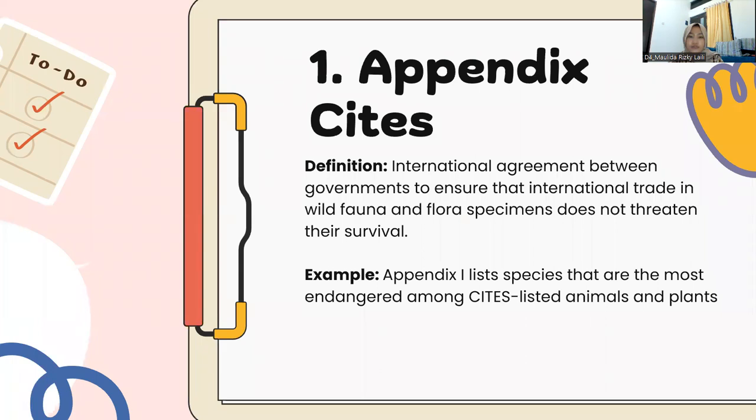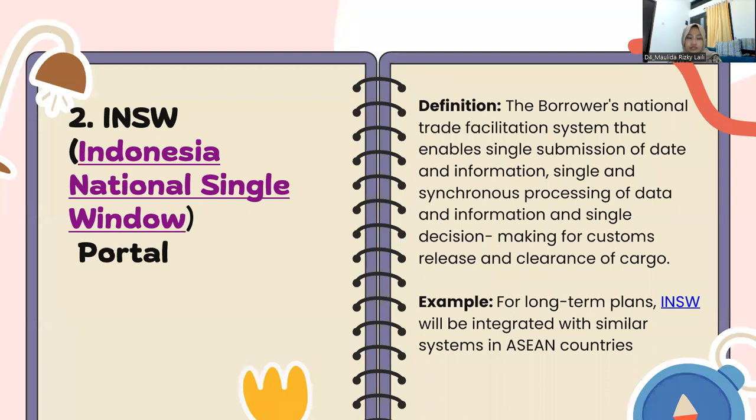So the first term is Appendix, CITES. The definition is an international agreement between governments to ensure that international trade in wild fauna and flora specimens does not threaten their survival. The example sentence is: Appendix I lists species that are the most endangered among CITES-listed animals and plants.